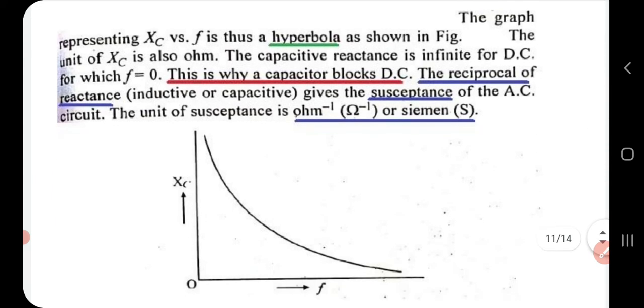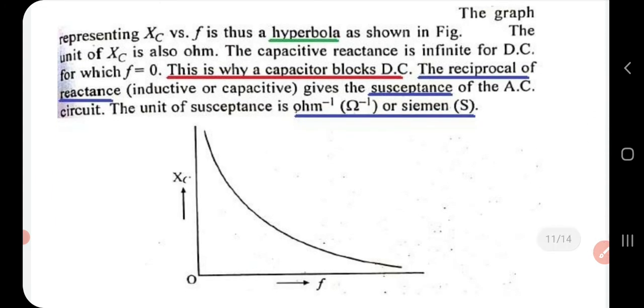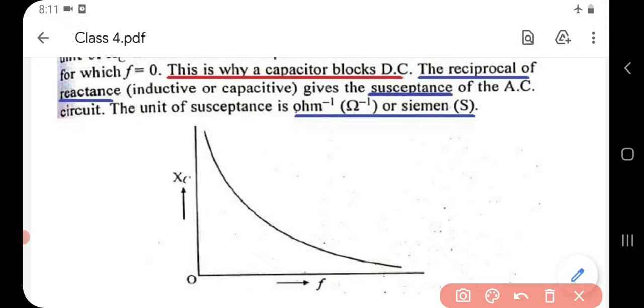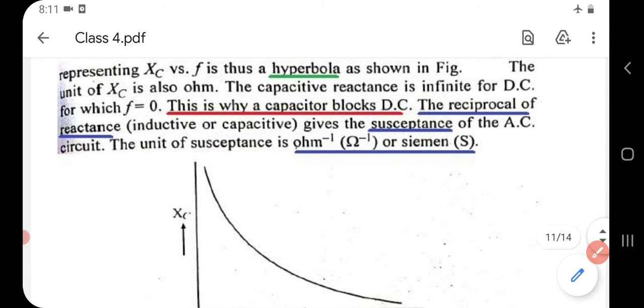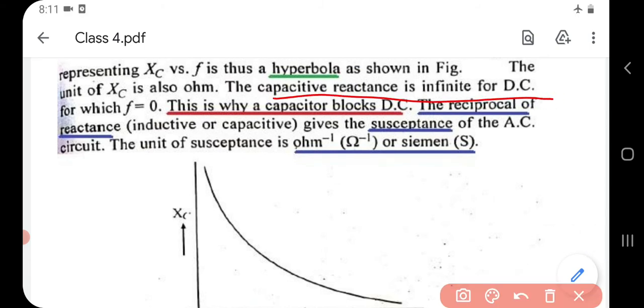And this is the graph that shows the variation of capacitive reactance with frequency. It has the shape of a hyperbola. And here we have already discussed that capacitive reactance is infinite for DC. Why? Because for DC f is 0. That is why we say that a capacitor blocks DC. Now the reciprocal of reactance is called susceptance. Its unit is ohm inverse or Siemens.